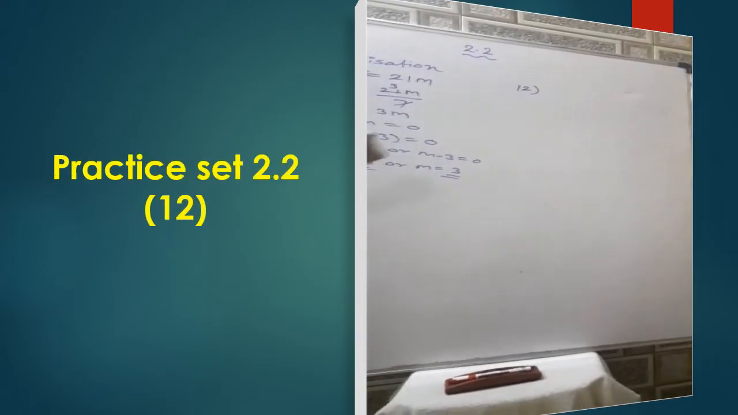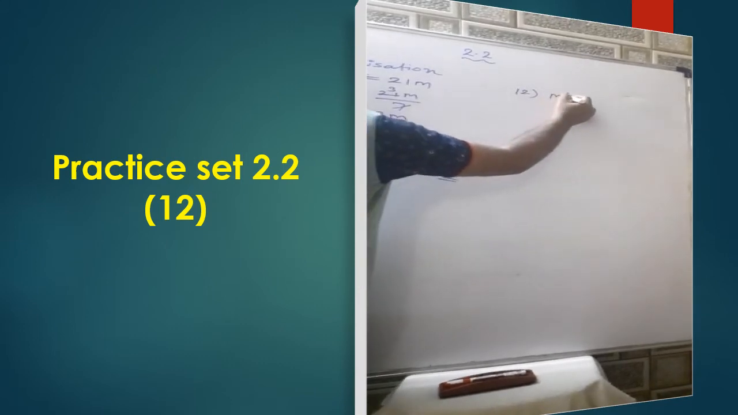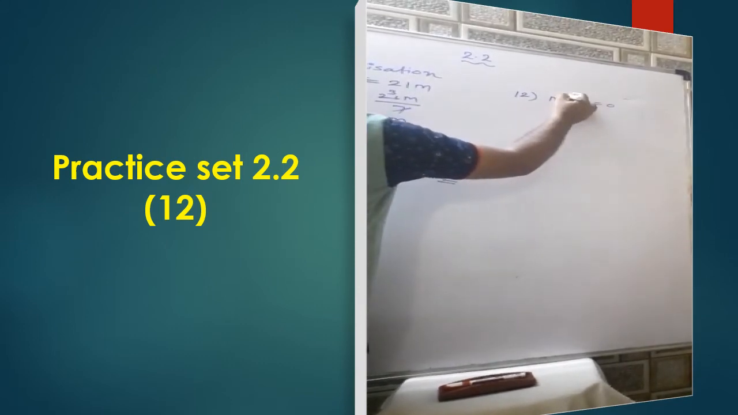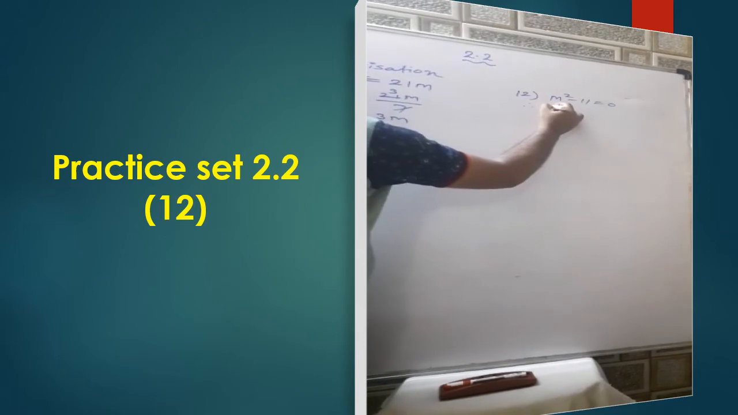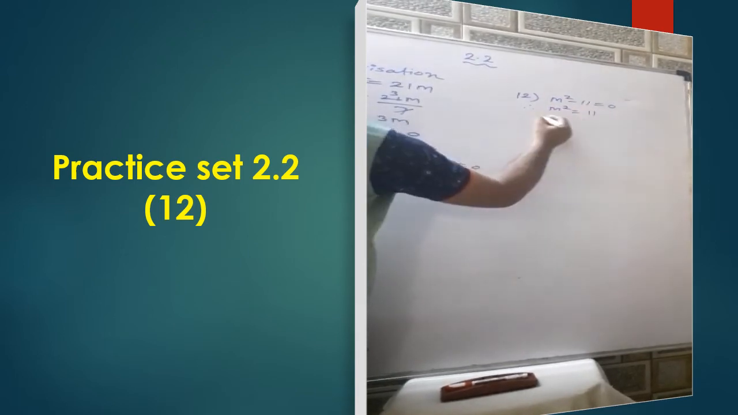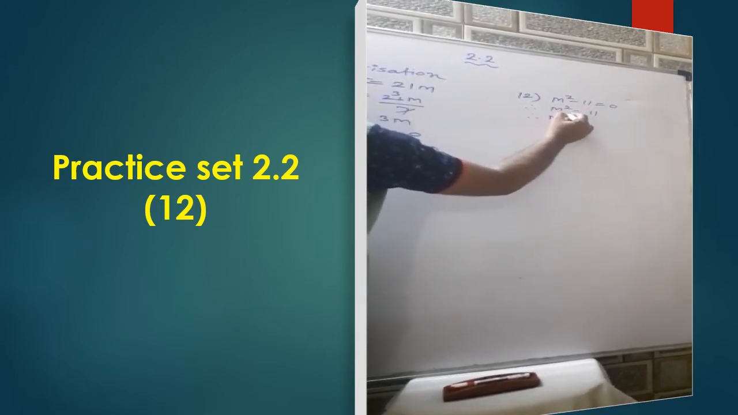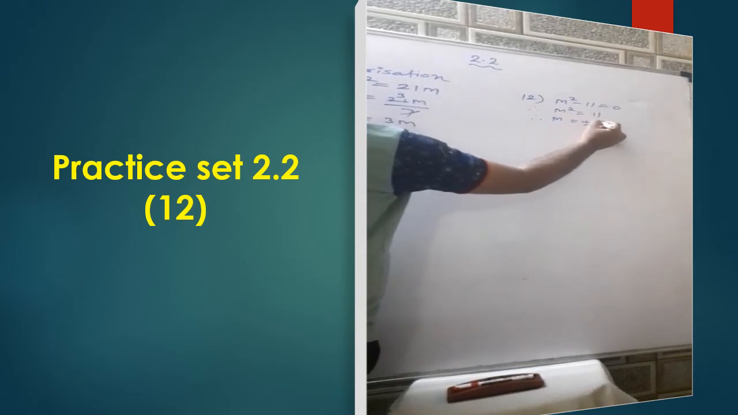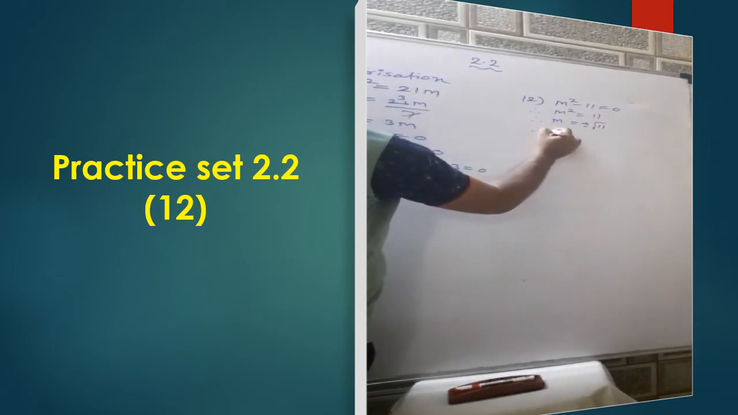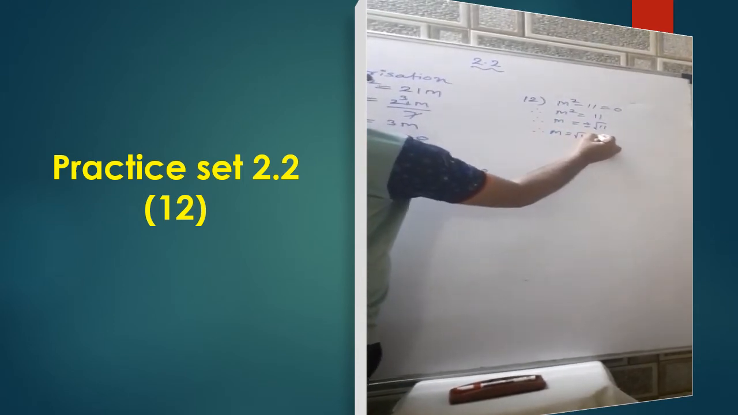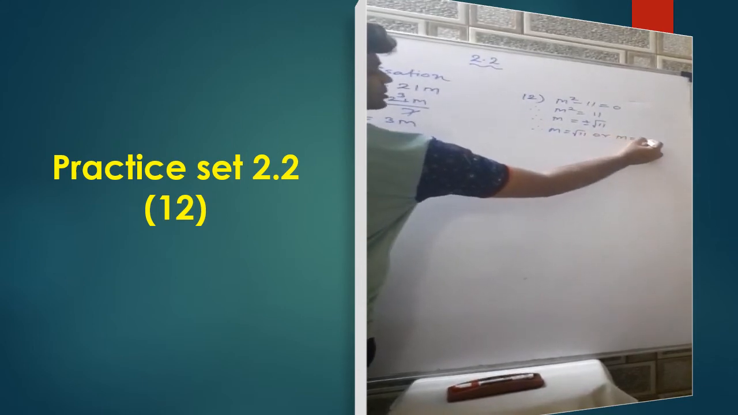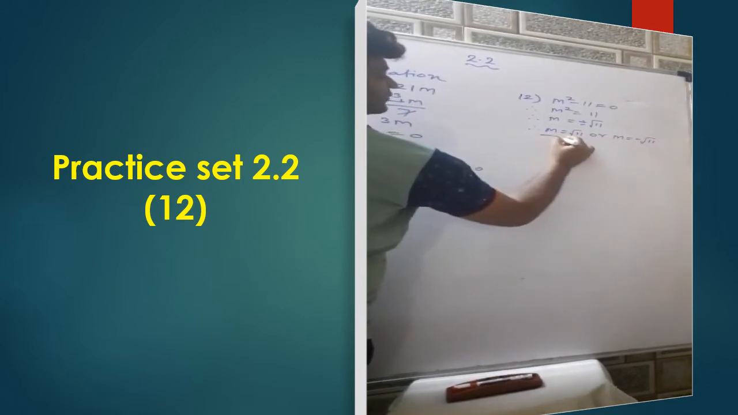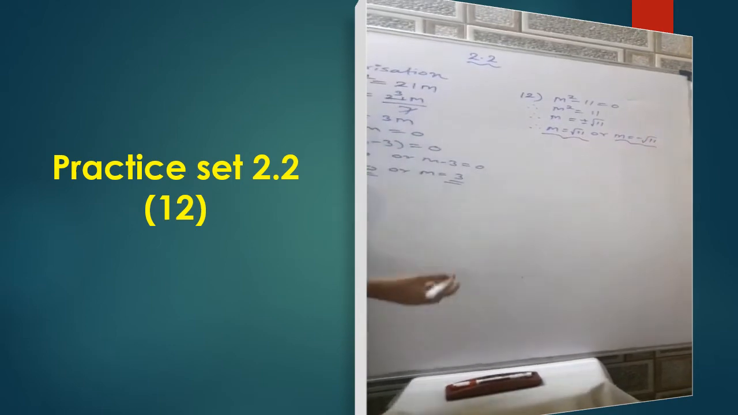m square minus 11 equals to 0. So m square equals to 11. So first we remove the square. So we get plus minus square root of 11. So m equals to root 11 or m equals to minus root 11. So that's your answer.